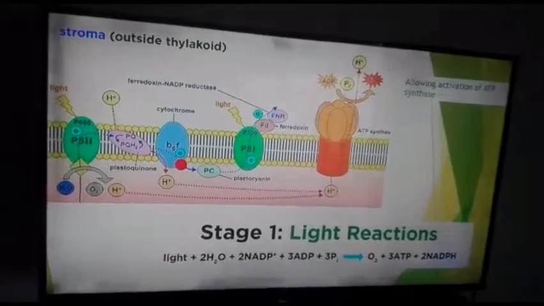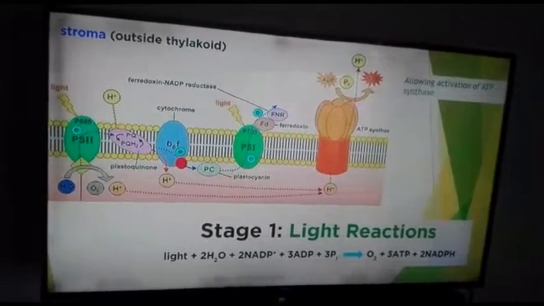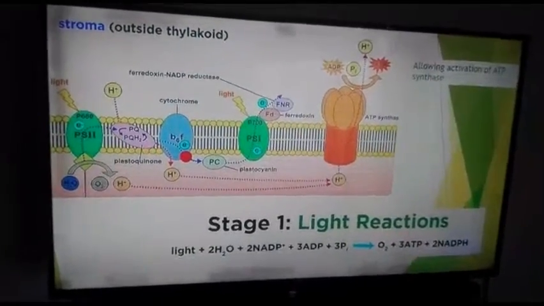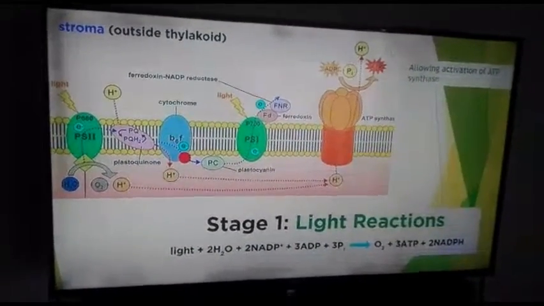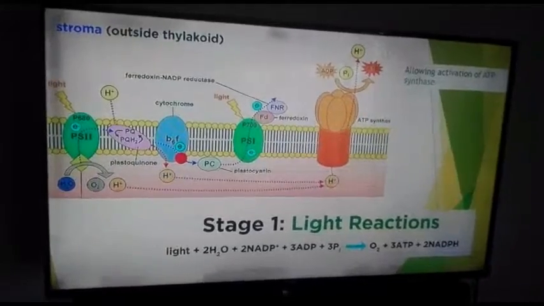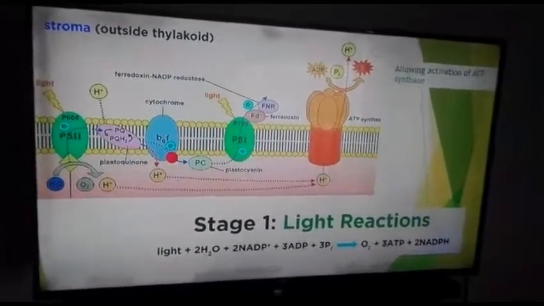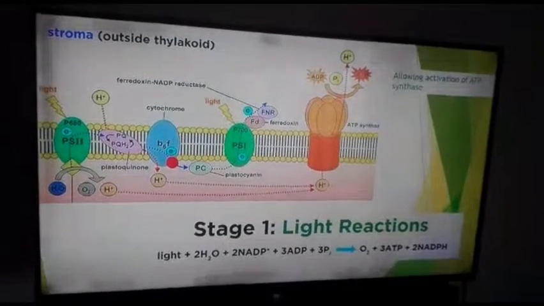So, light reactions are summarized in the following equation. It requires sunlight and water, among the reactants, and generates oxygen, ATP and NADPH as products, which are then used in the Calvin cycle.